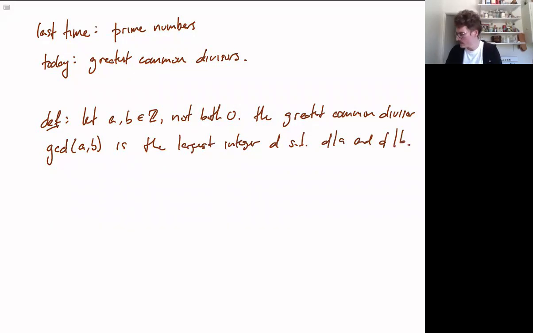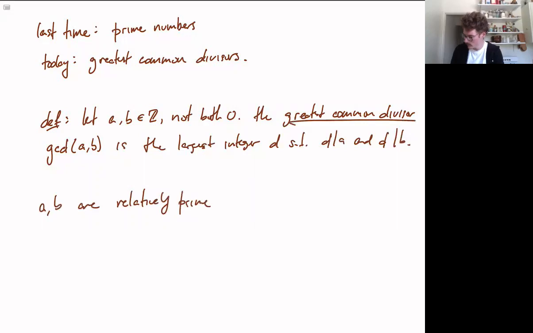And a related definition: a and b are called relatively prime if their greatest common divisor is 1, which essentially means they have no common prime factors. So let's look at some examples of this.